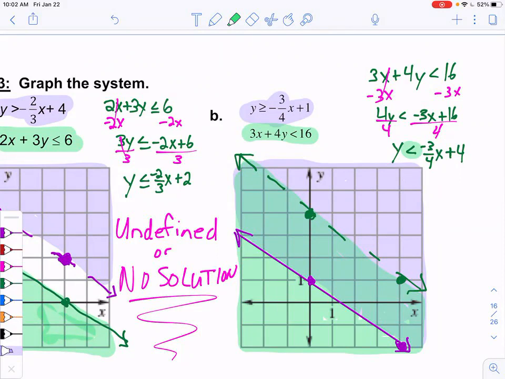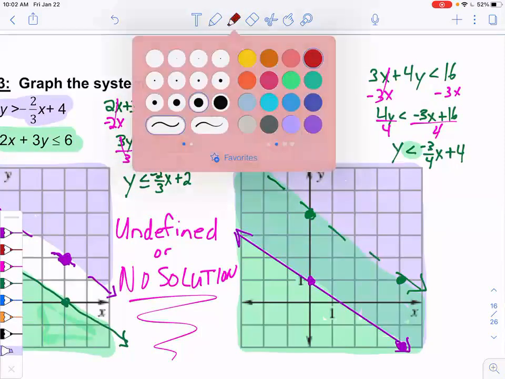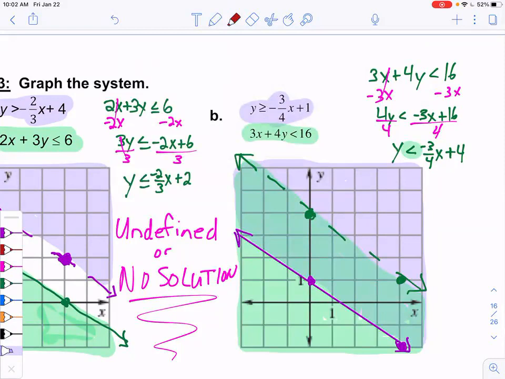What is our solution going to be here? Is it above the green line, between the lines, or below the purple line? Where do they overlap? Nowhere. What did you say? Nowhere. Well, not nowhere, because remember, between. In between, yeah. So they overlapped in between. So this in between section is our solution.